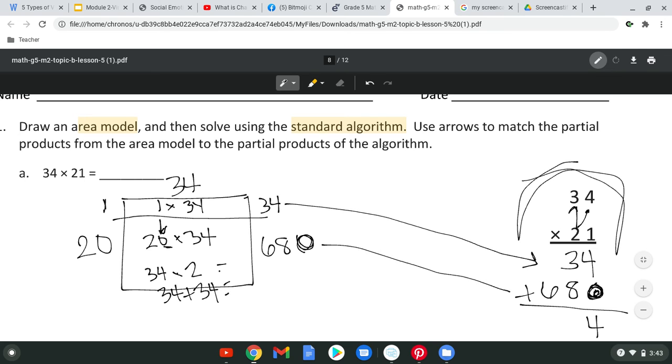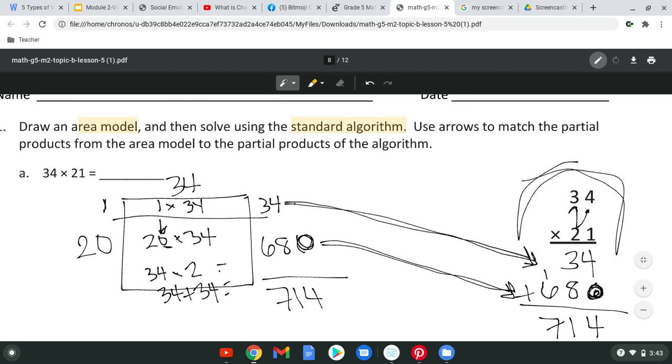But look at that. There's that 680. Okay, so 8 plus 3 is 11. 6 plus 1 is 7, 714. So you can even come over here and add these together, and it will get you the exact same answer, okay? So it said use arrows to match, and you can see I drew my arrows to show my numbers here.